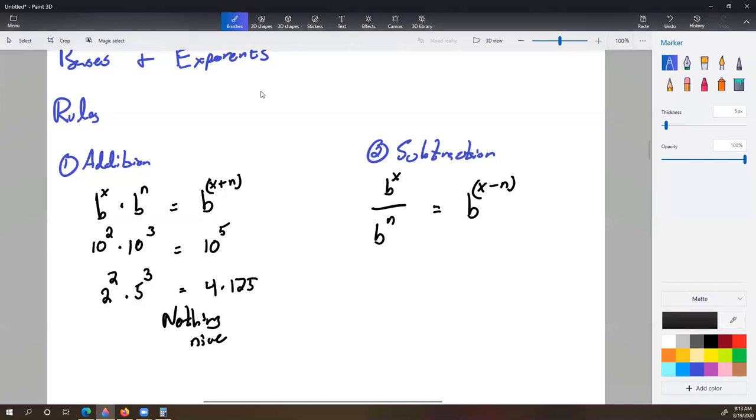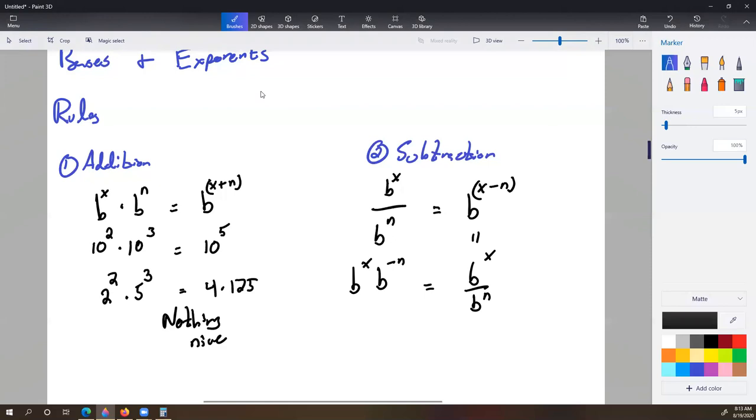The other thing you can think about with that is, recall yesterday I was talking about negative exponents. So, for example, b to the x times b to the negative n is the same thing as, because you throw that b down to the bottom of the fraction, b to the x divided by b to the n, which is just equal to what we were doing above. So that's the subtraction rule.